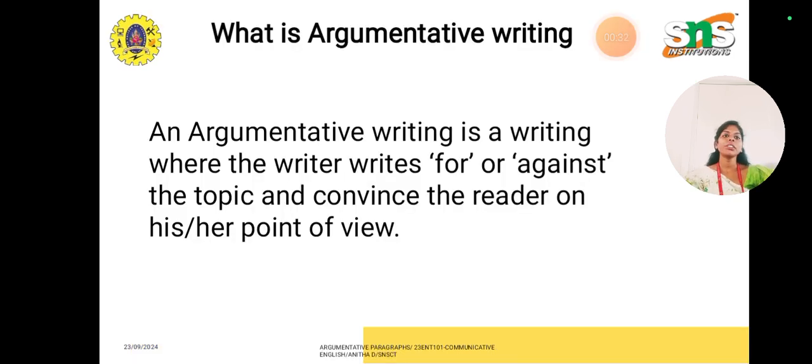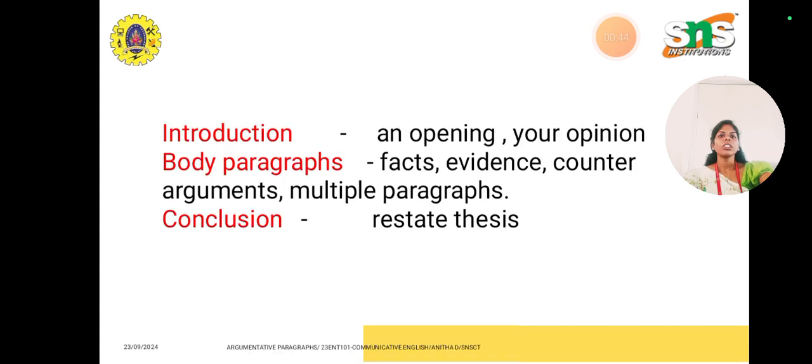Argumentative writing is writing where the writer writes for or against the topic, or to convince the reader of his or her point of view. So how do we write an argumentative essay? What are the subtitles we have? Before the subtitles, let me tell you how to write a paragraph. An introduction should be there, body paragraphs should be there, and a conclusion we have to have. So before that, what do you write in an argumentative essay?